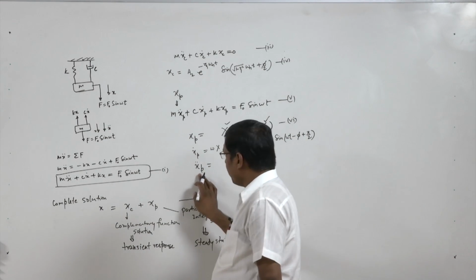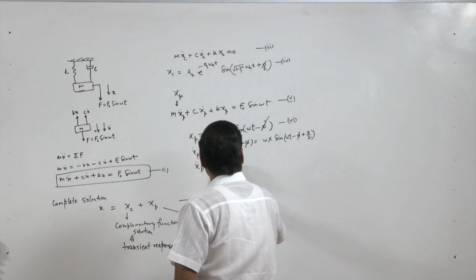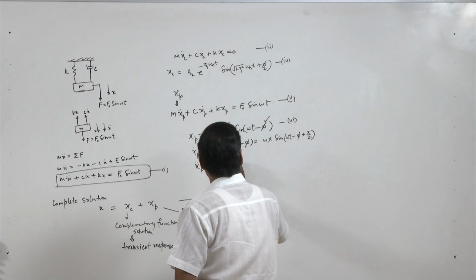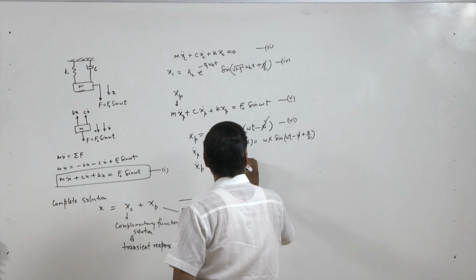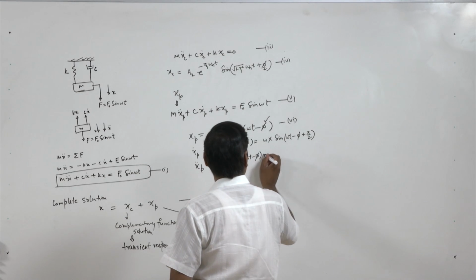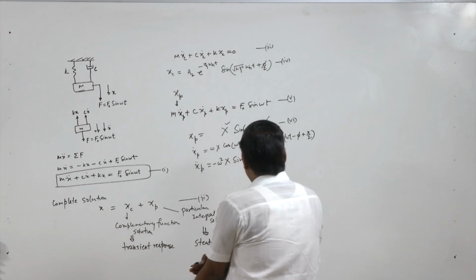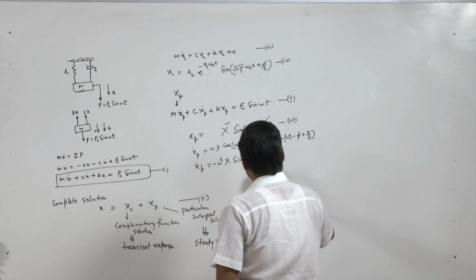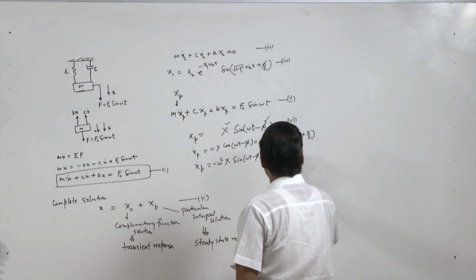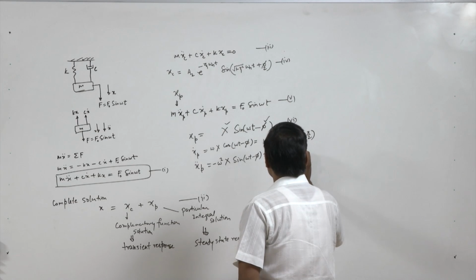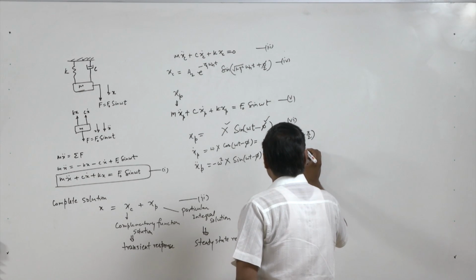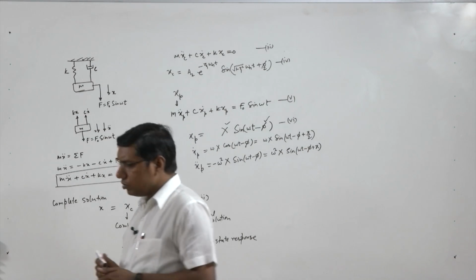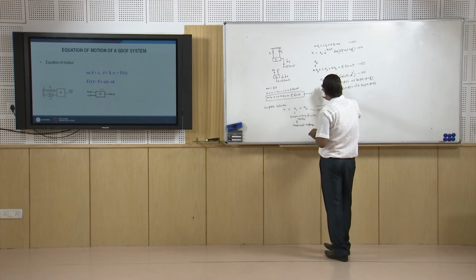Similarly, to get xp double dot, we differentiate this. We get omega square x, and this is minus sin of omega t minus phi, because differentiation of cos is minus sin, and omega again comes, so it is omega square. Because this is minus, we can write this in another form: omega square x sin of omega t minus phi plus pi, because sin of theta plus pi is equal to minus sin theta. So we have these three terms.